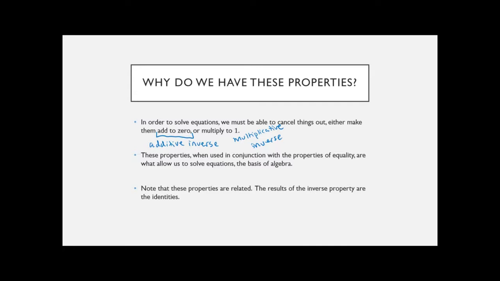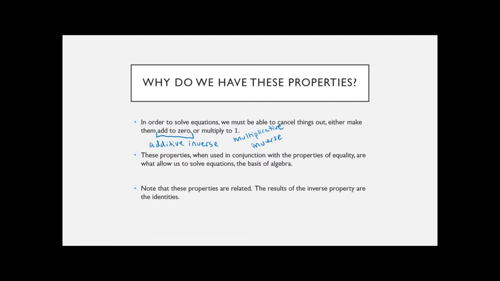And so when we use these rules with the properties of equality, that's how we're allowed to solve. Those give us the rules that allow us to do what we do when we solve. And that's usually where people get confused. They're like, well, I'm solving, why are we doing this thing? It's because of these properties.